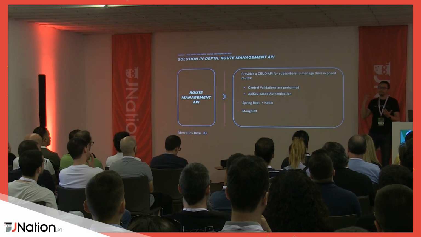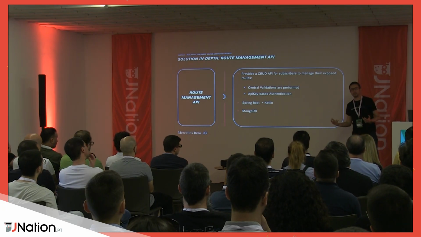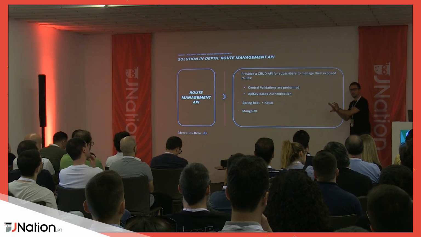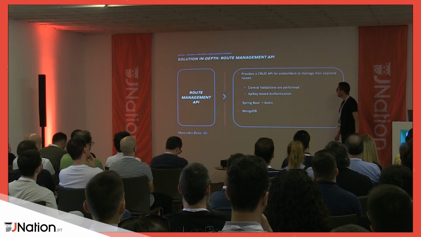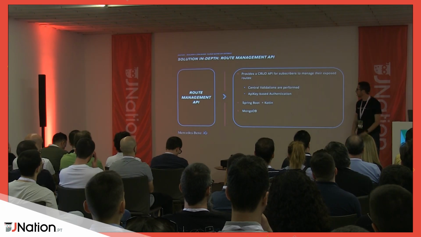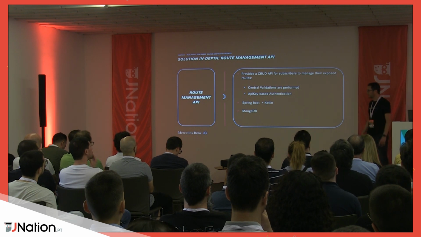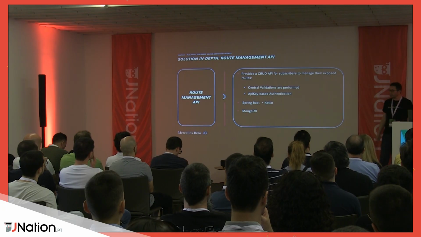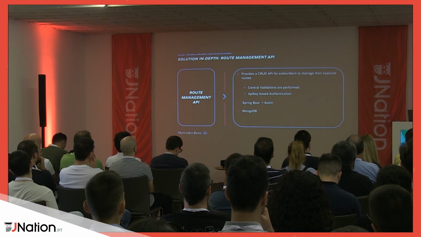So if one team applies a route, we have to make sure that it's not overriding other teams' routes. All these types of concerns are handled in this API, and it uses API key-based authentication. Every team gets an API key. It identifies the team, and the routes are their own. Only they can manage them. It was implemented using Spring Boot and Kotlin, and the persistence mechanism was MongoDB.